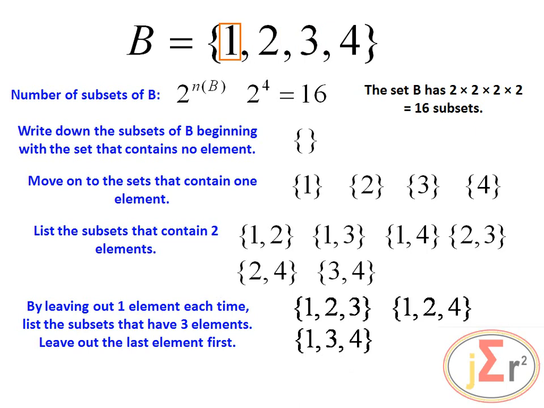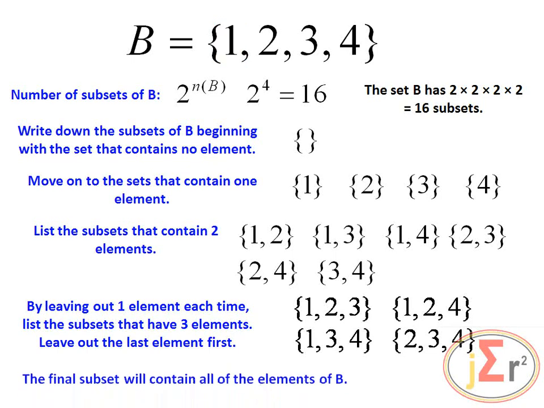And our final subset that has 3 elements will be the one that does not have 1 as an element. So that one will be 2, 3, 4. Then we'll move merrily on to the final subset, and that will contain all of the elements of the set B. So there we have them. We expected 16. 1, 2, 3, 4, 5, 6, 7, 8, 9, 10, 11, 12, 13, 14, 15, 16.